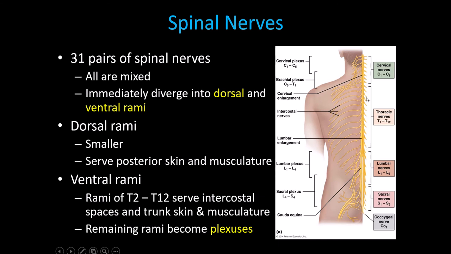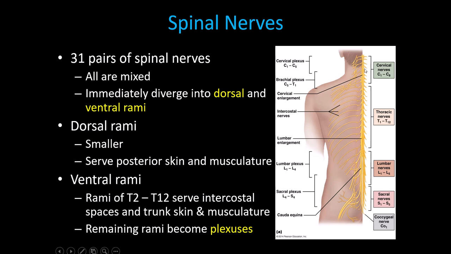Now, T2 through T12, in terms of the ventral rami, serve the thorax, so the trunk spaces, trunk skin, trunk muscles, breathing, or at least the intercostal spaces, not really breathing, but that kind of trunk area.